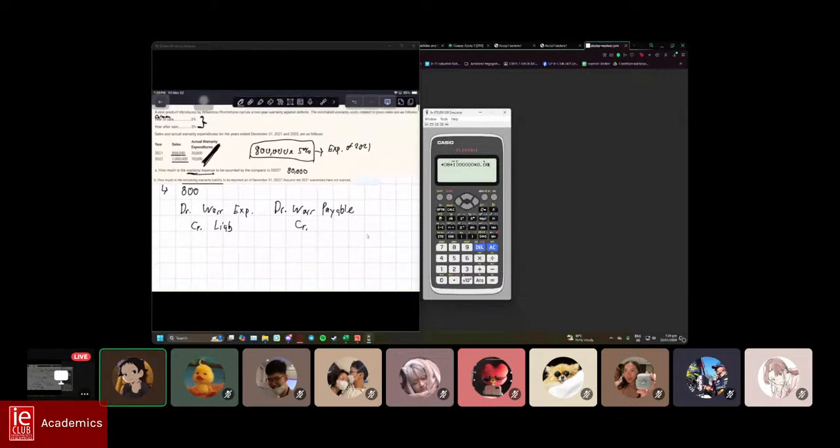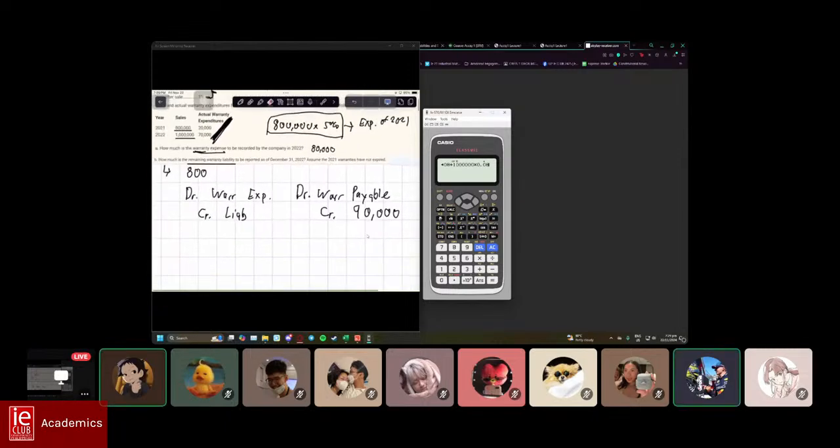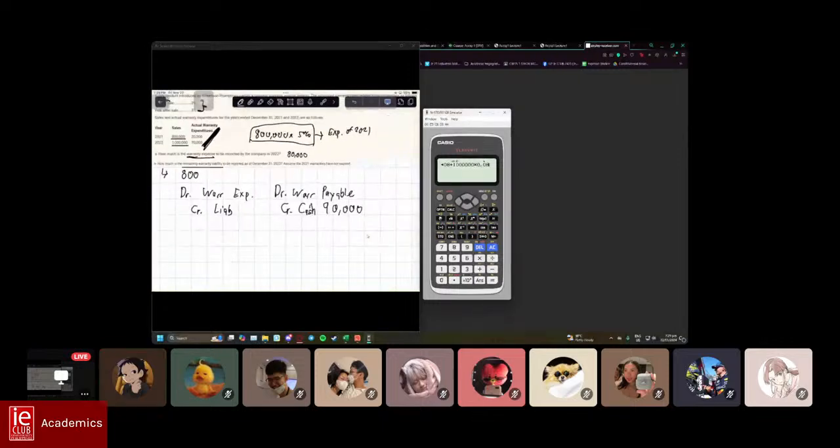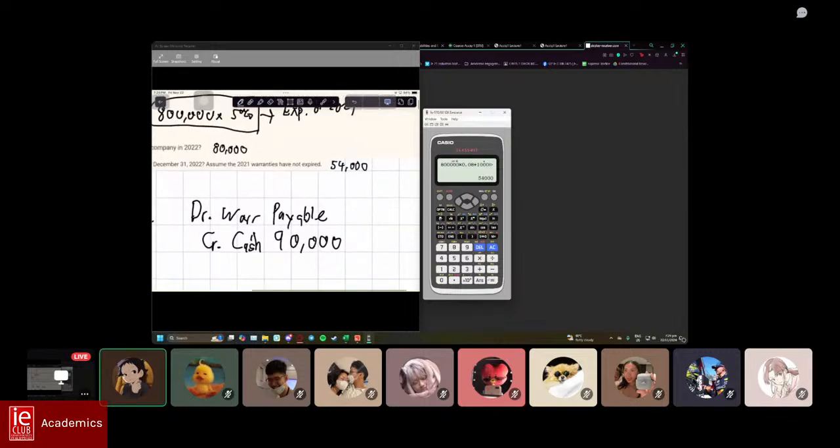Honestly, I don't know ano yung maka-credit dito. Does anyone know? Who wants to volunteer? I'm gonna Google it. I'll tell you later. So basically, from this 20,000 and 70,000. Wait, sorry. Ano ata? Cash lang ata, di ba? Cash. Yeah, kasi the cash wasn't originally debited. I credited. So, dito ka pala here. Cash for 90,000. So, ayun lang. Let's just remove that 90,000. Answer 54,000.